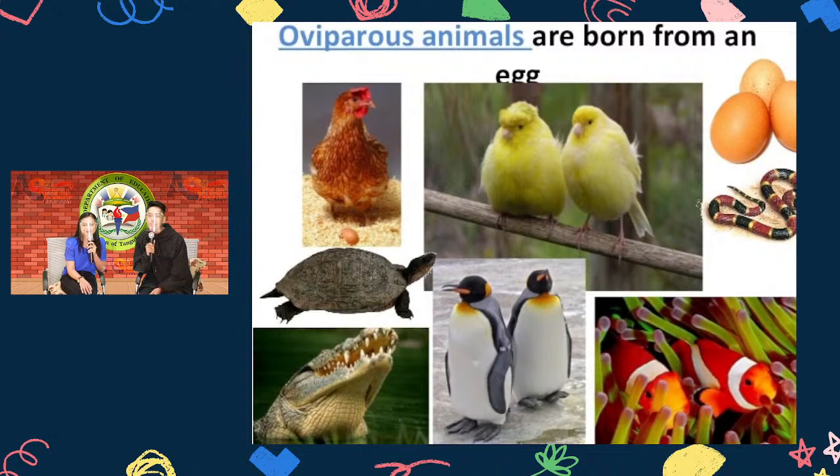Shown on your screen right now is an example of ovoviviparous animals. These are female animals that also produce eggs, but these eggs are hatched inside the mother's body. Thus, they are born live. Examples are sharks, fishes, and some snakes.